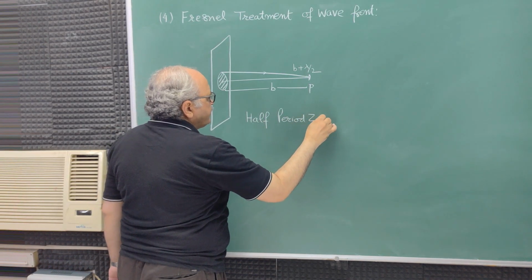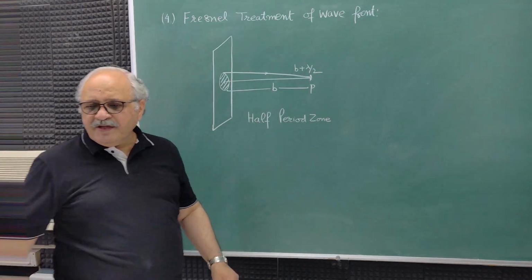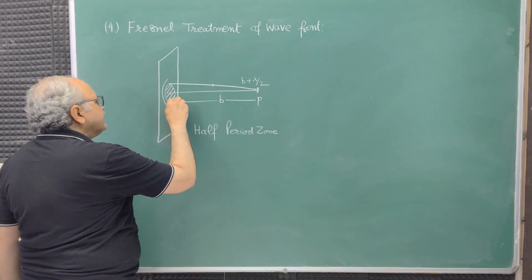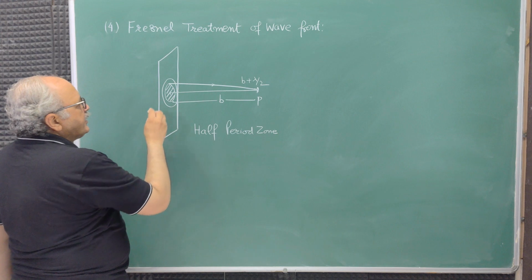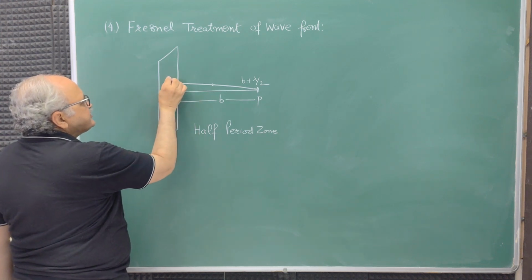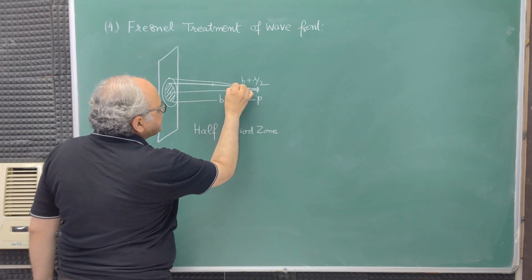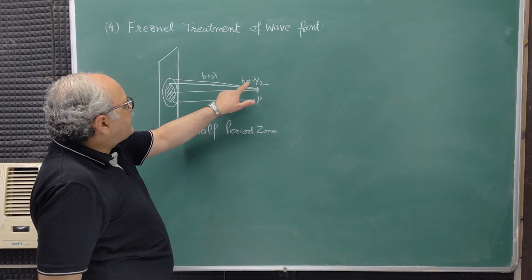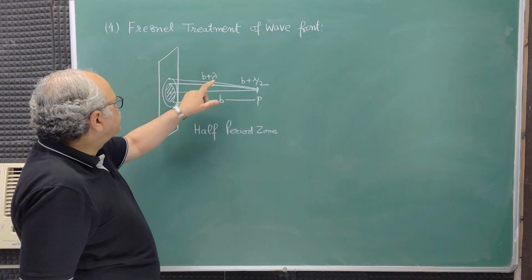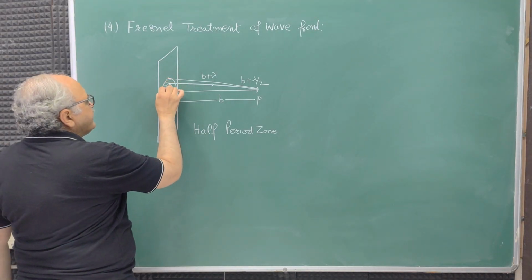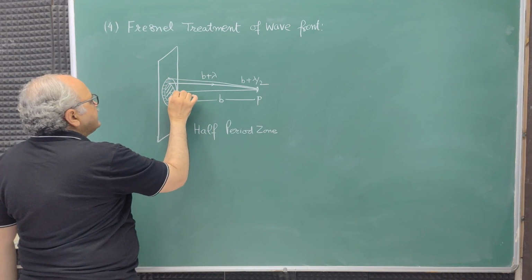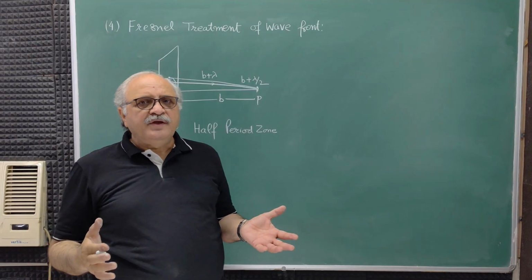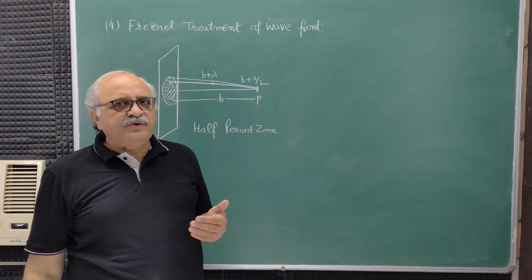Half period zone. The next one will be taken as another annular ring like this, but this time the distance from this farthest point to the point of concern is B plus lambda. So you can notice that there is an increment of the path by lambda by 2. This one is another wavefront region, we call the next half period zone. This way we can divide our wavefront into half period zones, and then we try to take their contributions.